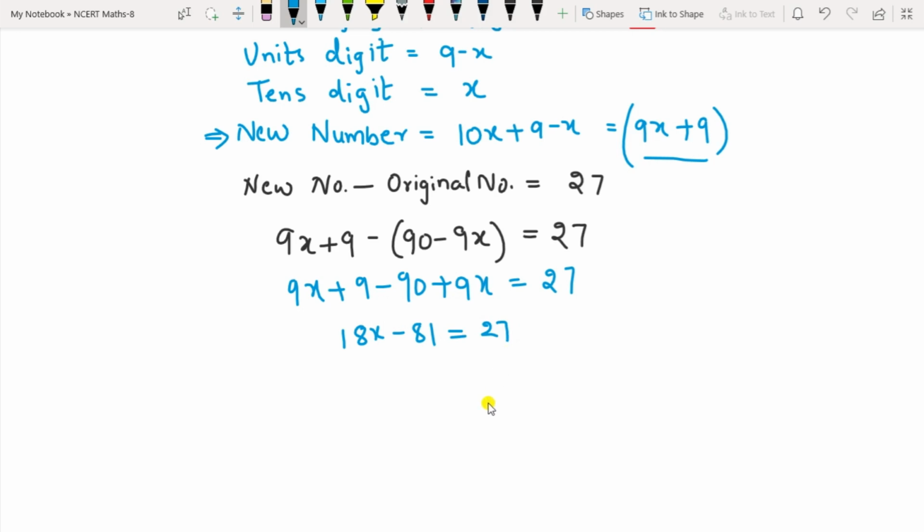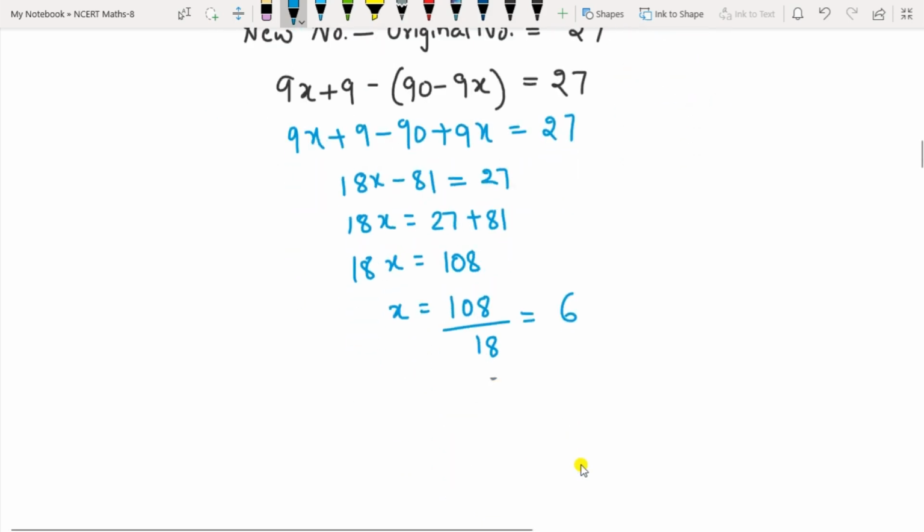Okay, so now further the statement becomes 18x equal to, move 81 to the other side, so 27 plus 81, it gives 18x equal to 108. So x equal to 108 by 18. On cancellation, you get the answer as 6. So x equal to 6 you are getting.